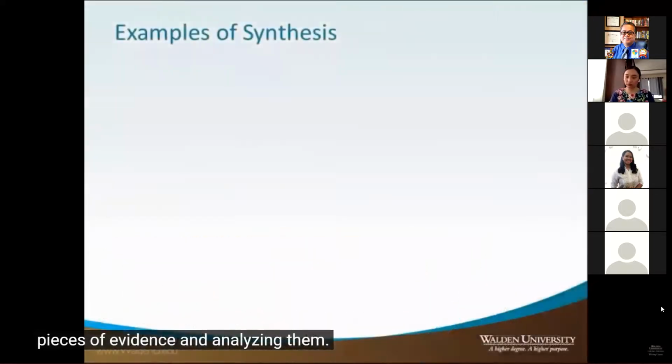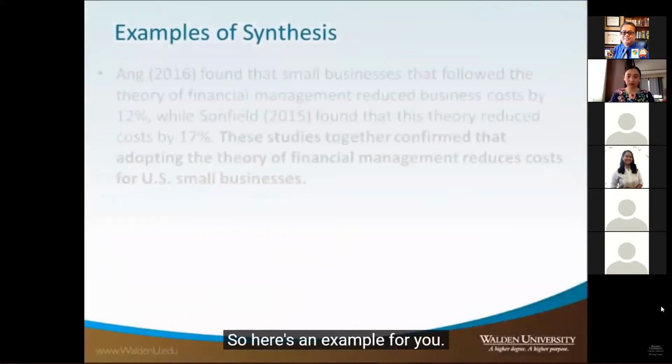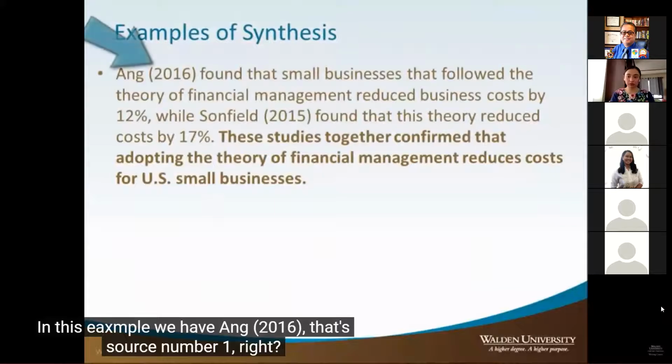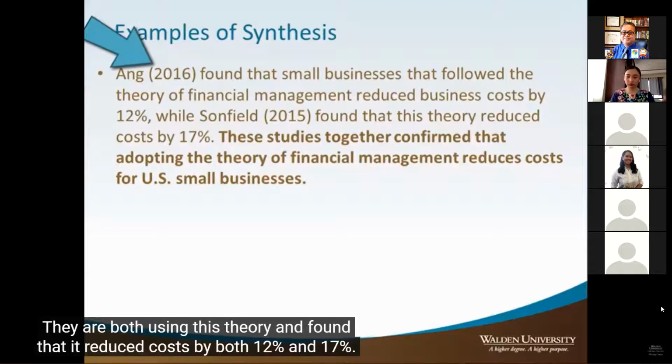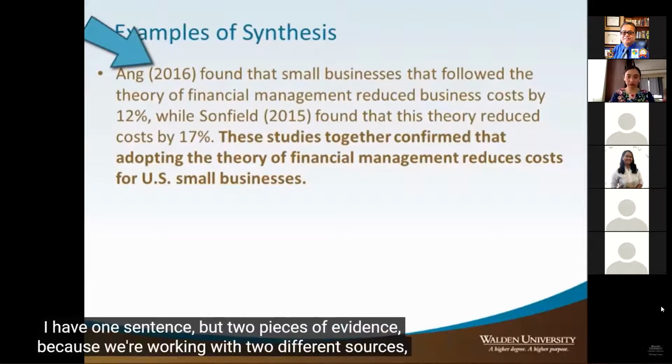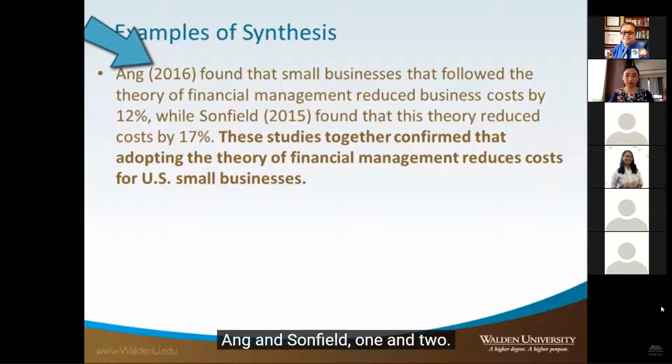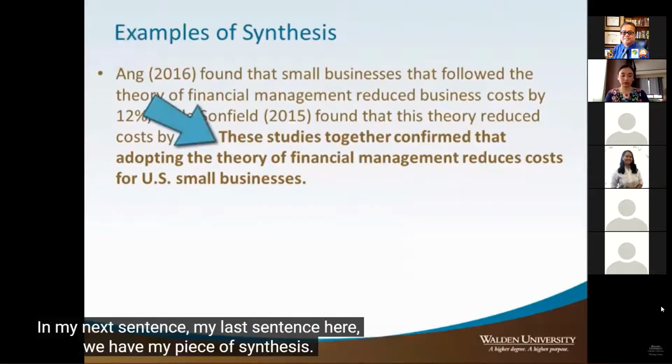And we're analyzing them. So here's an example for you. In this example, Ng, 2016, that's source number 1, right? Then Sonfield, 2015, that's source number 2. They both are using this theory and found that it reduced costs by 12% and 17%. So this is my evidence, right? I have one sentence, but it has two pieces of evidence because we're working with two different sources, Ng and Sonfield, 1 and 2.